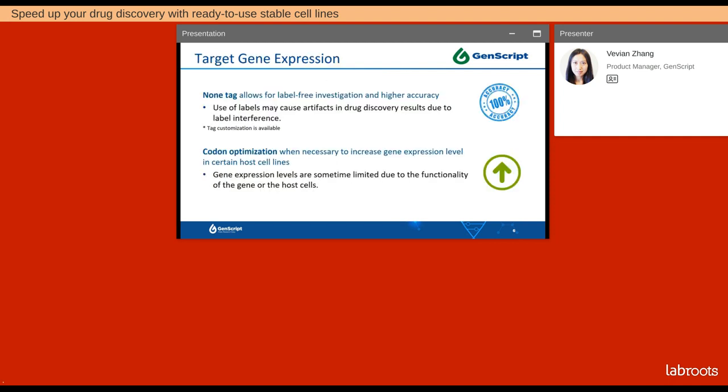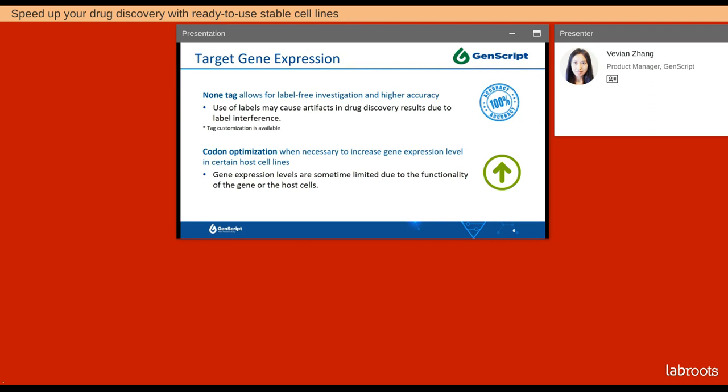Talking about the expression of target genes, there are several efforts we have done to ensure the best performance. First of all, there is no tag for the expressed target gene in our stable cell lines. Recent research has found that using the label may cause artifacts in drug discovery results due to the label interference. Therefore, the non-tag technology allows for label-free investigation and higher accuracy.